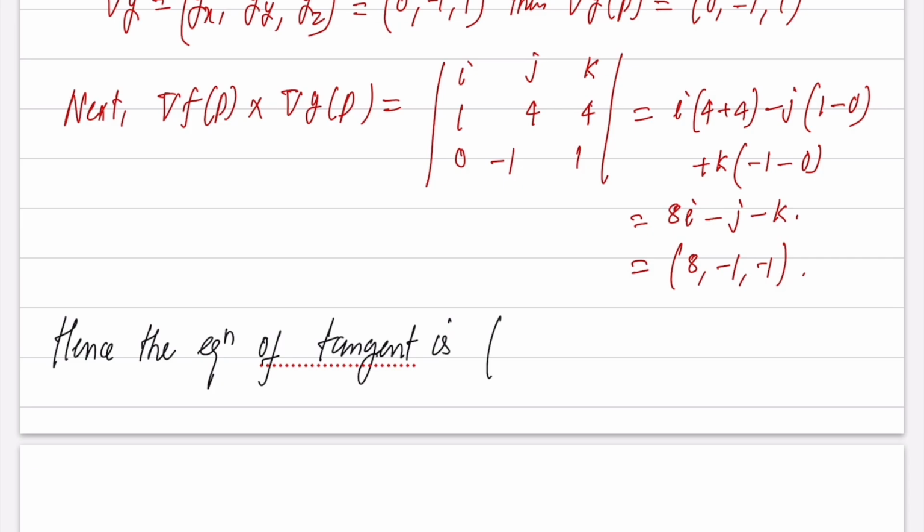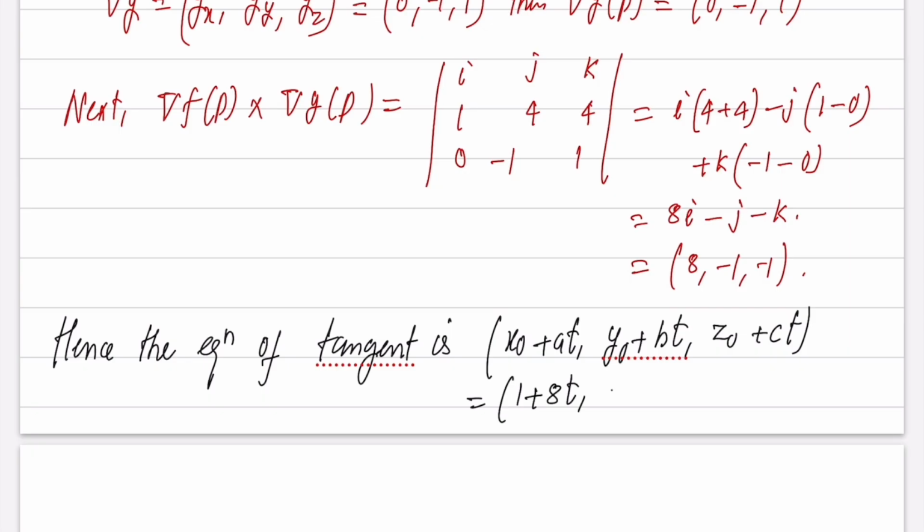Hence the equation of tangent is x naught plus at, y naught plus bt, z naught plus ct. Now x naught is equal to 1 and a is equal to 8, so this is 1 plus 8t. y naught is 2, b is equal to minus 1, so it is 2 minus t, and again here 2 minus t. So this is the required equation of tangent.